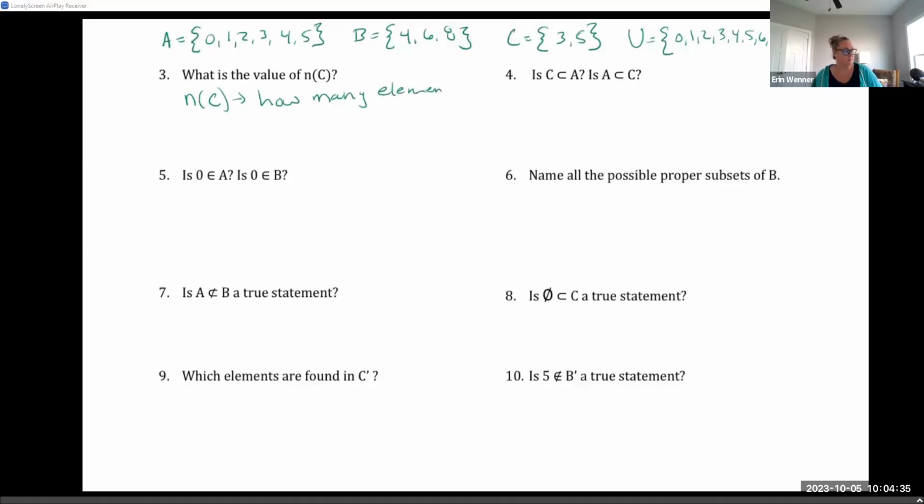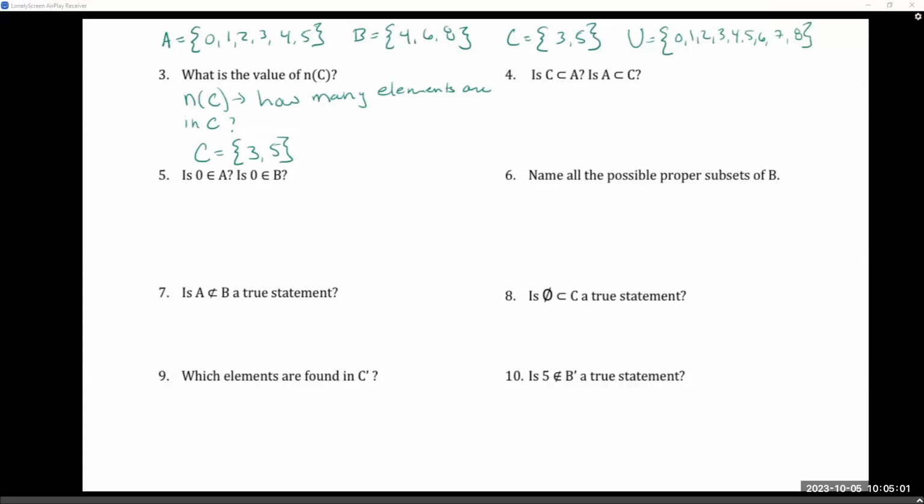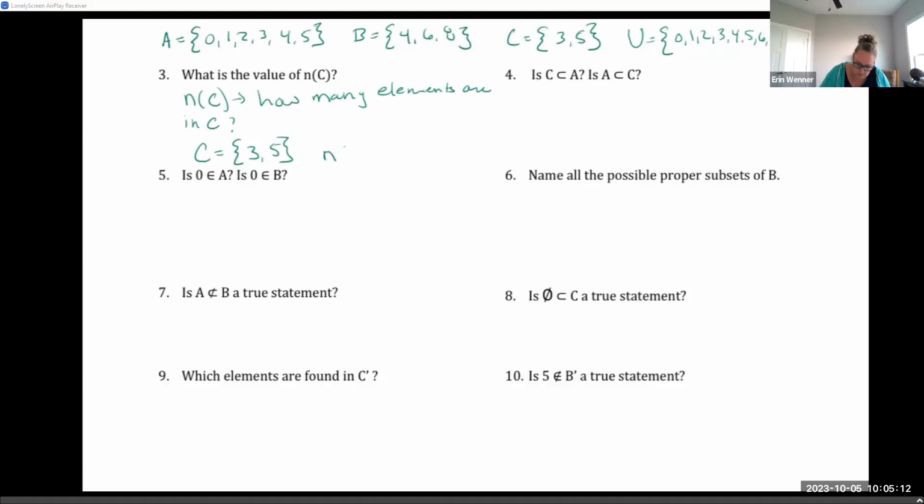Oh, I have to wait, my board is taking its sweet time catching up. So let me wait so you can see my handwriting before I move forward. So again, set C is the set that contains the elements 3 and 5. So how many elements are those? What would we say that the n of C is equal to? Would we say 8 or 2? 2, because there's just 2 numbers in there, right? Yeah. So I have 2 numbers, the numbers 3 and 5. So n of C is equal to 2, because there's 2 elements.